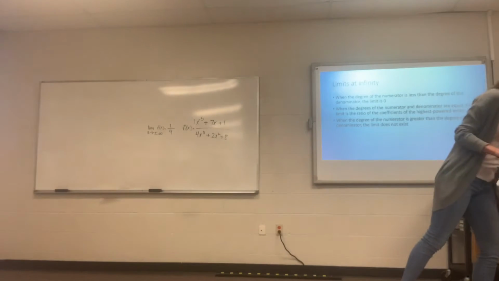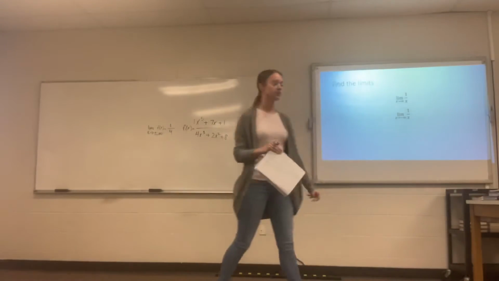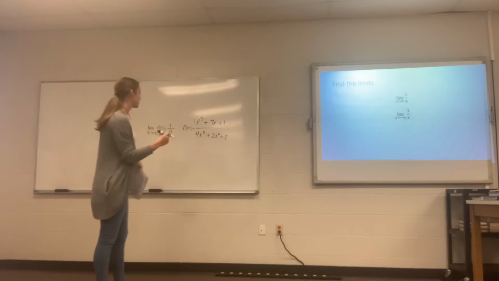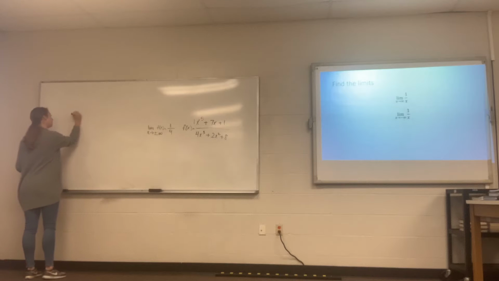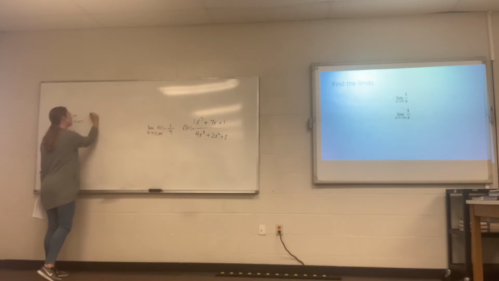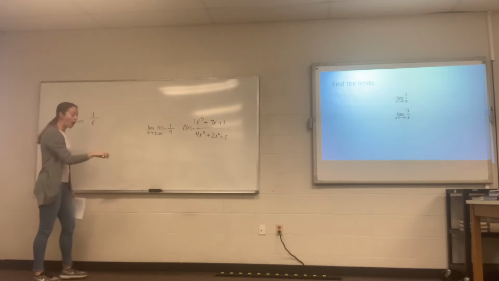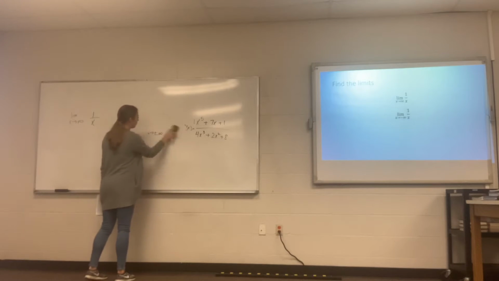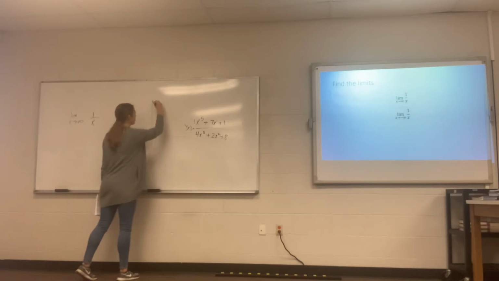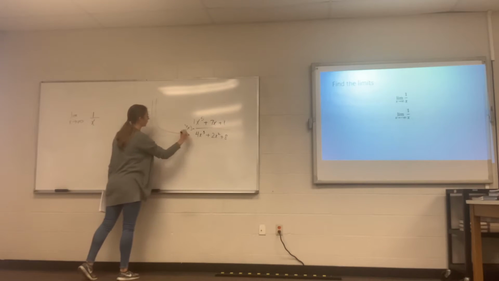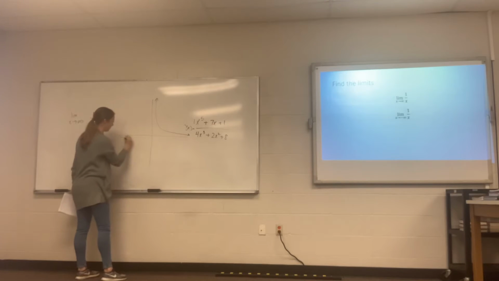Okay, so let's go ahead and find some limits. It says, let's find the limit as x approaches infinity of 1 over x. I know that my graph of 1 over x, this is just my parent rational function, is going to look like this right here.